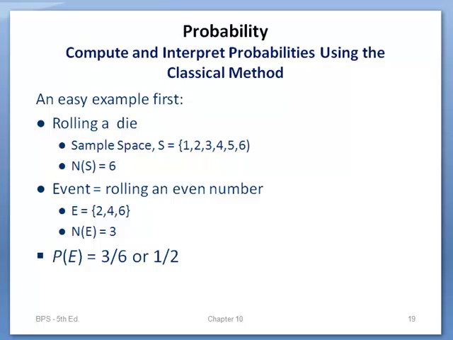So what's our probability of event E? Well, the number of ways we see E, which is 3, divided by the number in our sample space, which is 6. So the probability of E is 3/6, or we could say 1/2 or 0.5.